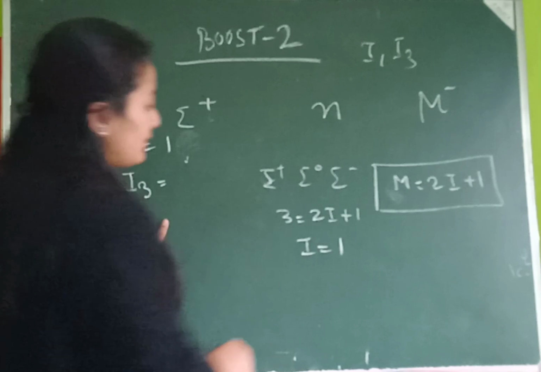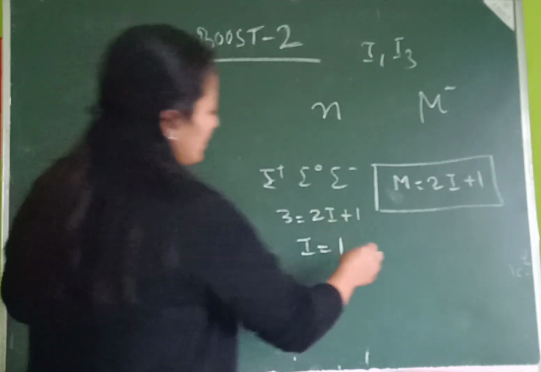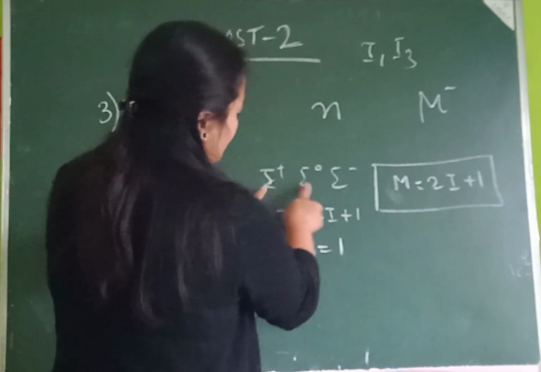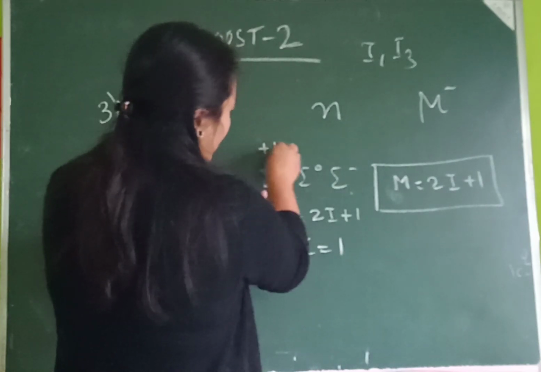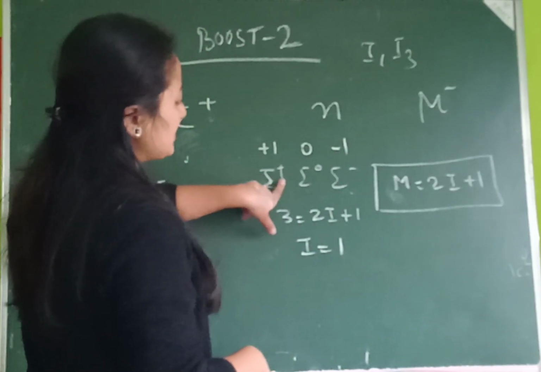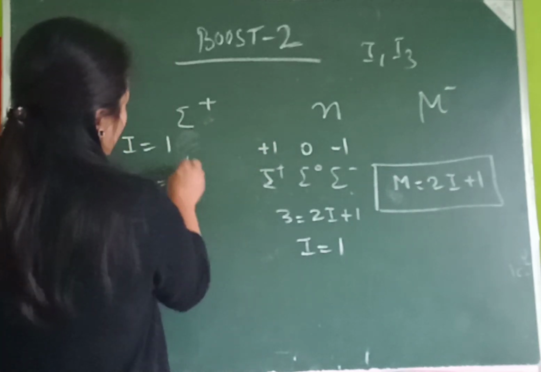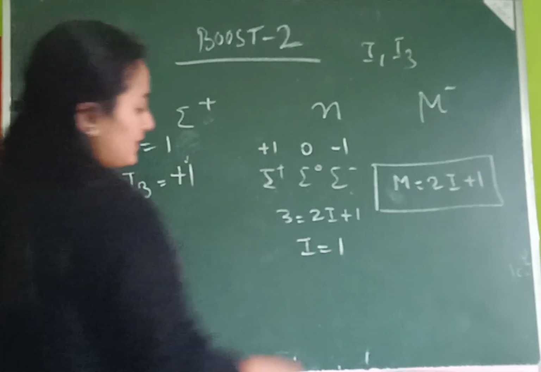Now what is I3 for this? So I3 is, we do it in steps of 1, so 3 particles. So it is plus 1, 0 and minus 1. The particle with highest charge is given the highest I3 value, right? So because it's sigma plus, it is plus 1, right?